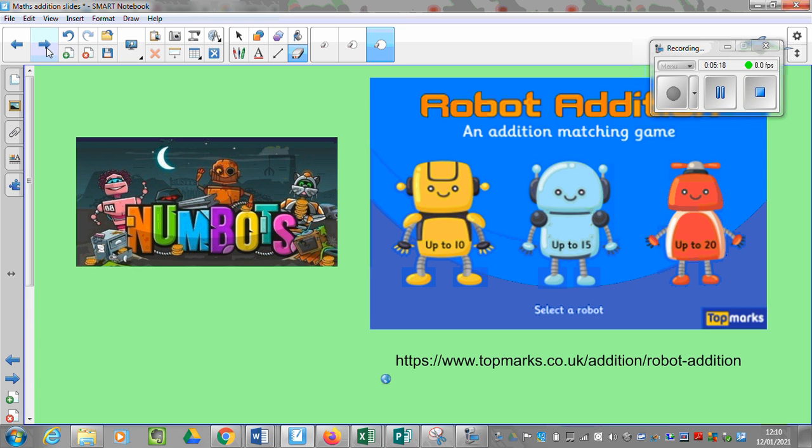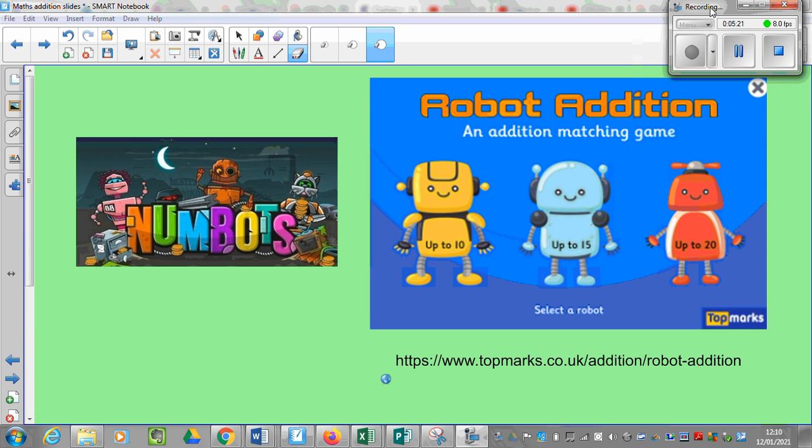Okay, and then last but not least for today's lesson, I want you to have a go at either Numberbots or the robot addition game that you played yesterday. Have a go on that for at least 10 minutes and see how well you can get on, and I will check your scores on Numberbots, or let me know whether you managed to get them all right on your robot addition, or whether maybe you can try a little bit higher if you feel confident.